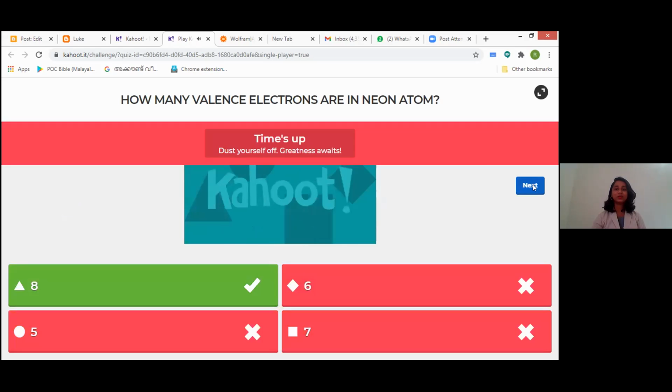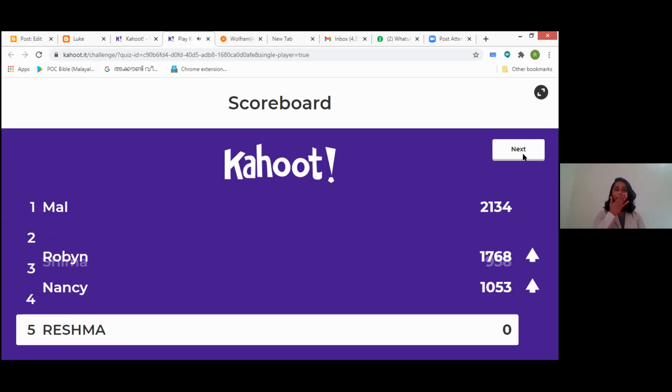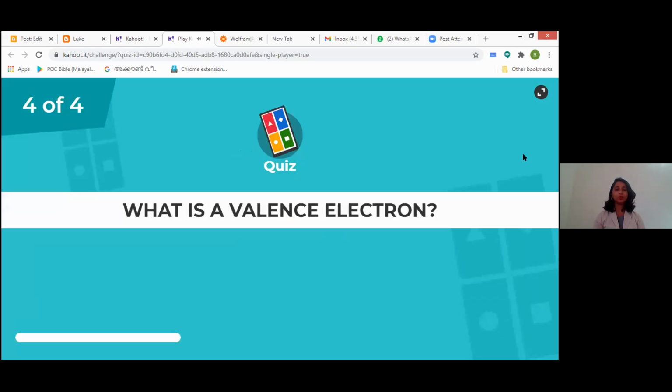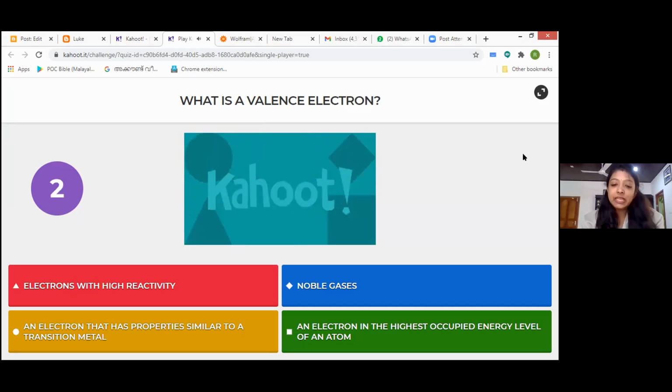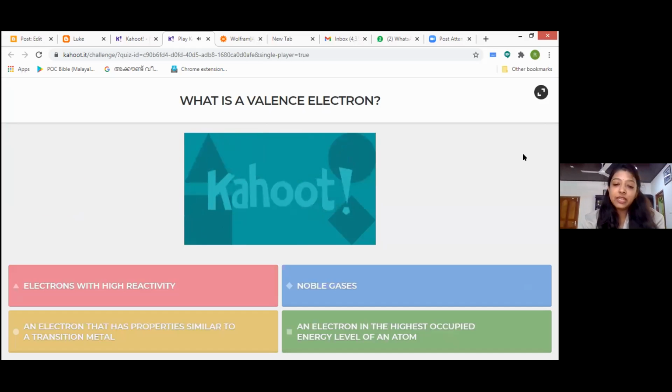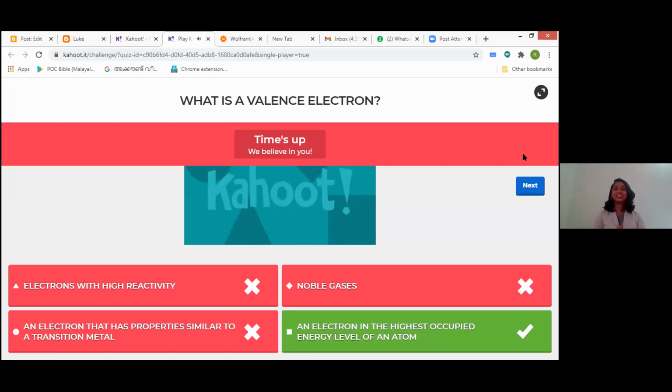So our final question. What is a valence electron? There are 4 options. Electrons with high reactivity, noble gases, an electron that has properties similar to a transition metal, or an electron in the highest occupied energy level of an atom. We have 20 seconds. So Riya, can you answer this question? Option D, an electron in the highest occupied energy level of an atom. Very good. I think now you all are familiar with valence electrons.